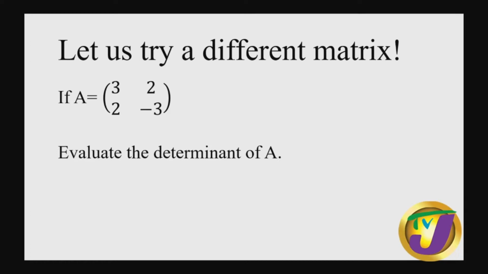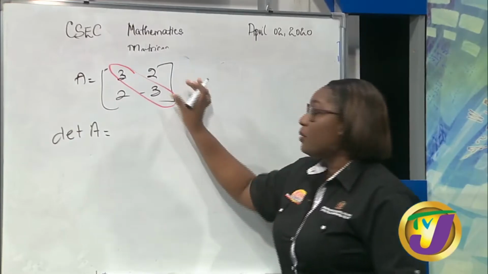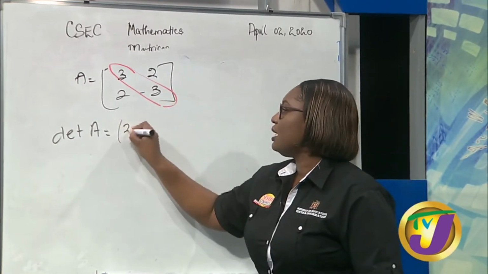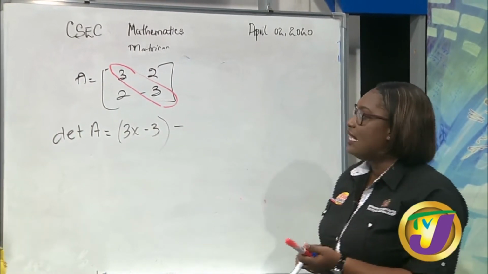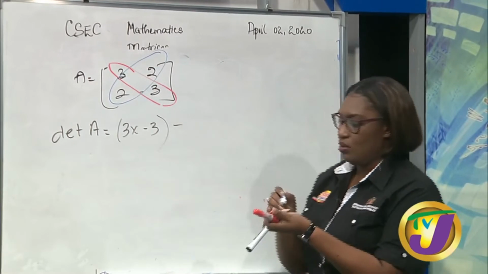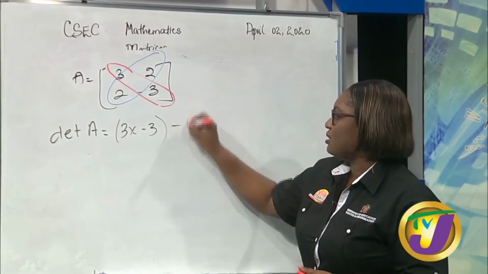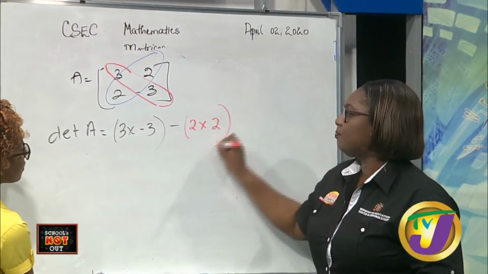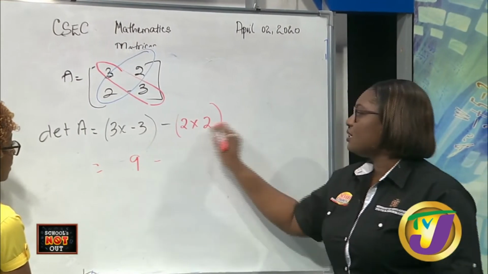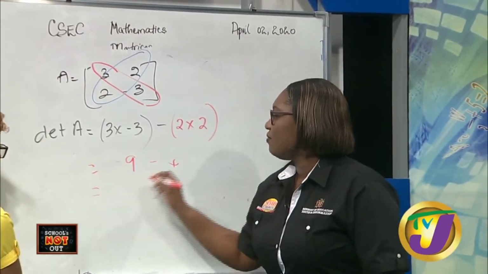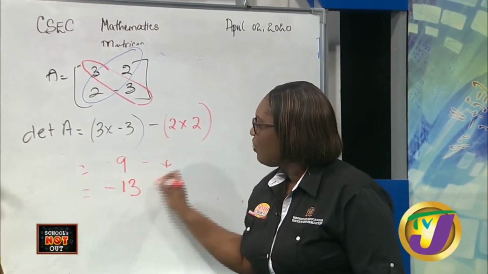So let's look at it. Again, start off by highlighting our leading diagonal. So we need to know the elements on our leading diagonal, which we circled with red. So the determinant of A is going to be the product of these elements, which is 3 times negative 3, subtract the elements on our non-leading diagonal, which in this case is 2, 2. So we need to find the product of these elements, 2 times 2. So it's 3 times negative 3, which would give me negative 9. Subtract 4. So the determinant of this matrix is going to be negative 13.